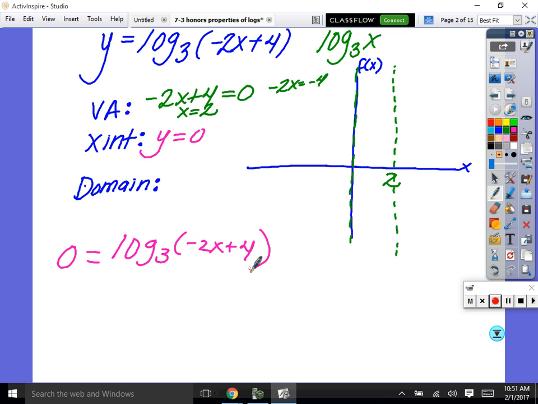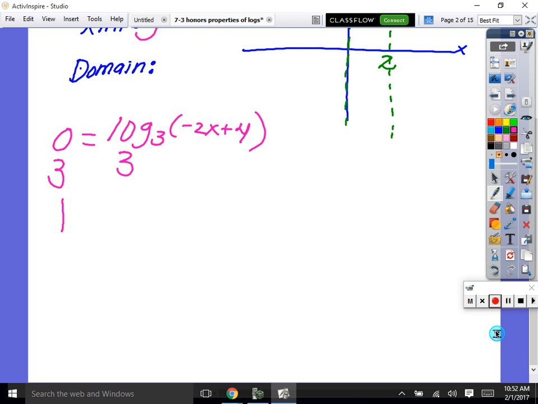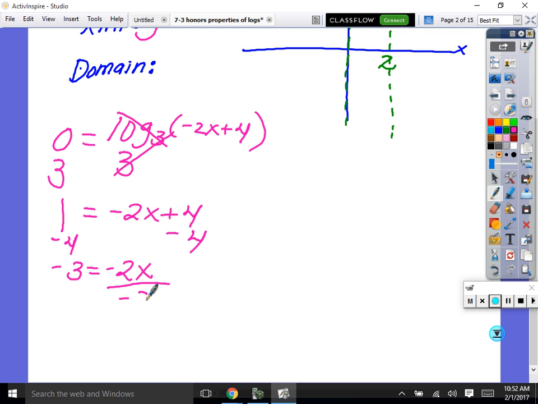So how do we undo this? X is trapped inside the log. How do you undo log to the base 3? Good. Base 3 of both sides. 3 to the 0 power is 1. So we have 1 is equal to negative 2x plus 4, since base 3 and log base 3 cancel out. Now let's use algebra to solve for x. Subtract 4 from both sides. Negative 3 equals negative 2x. Now divide both sides by negative 2. So x is equal to 3 halves.